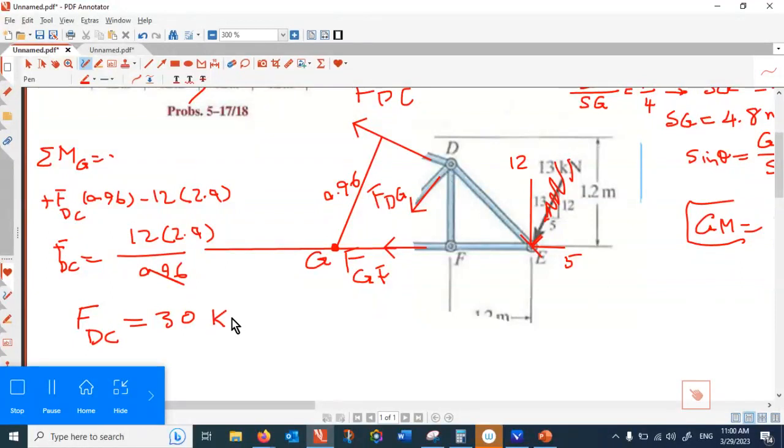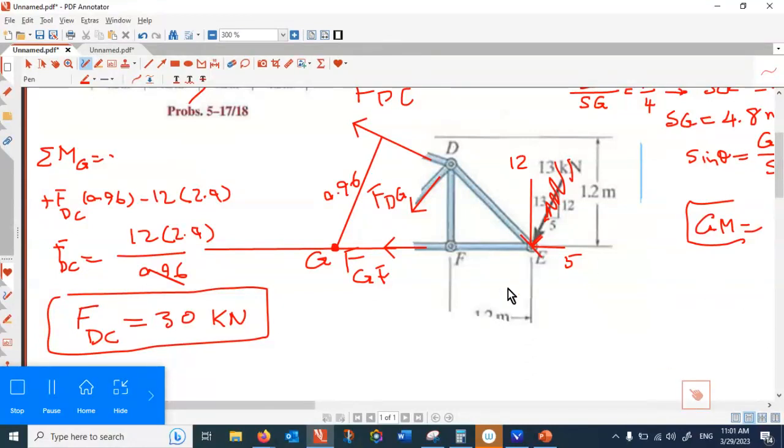And is this tensile or compressive? Tensile, because initially we assumed that was tensile and we got a positive number. All right, the next one is easy. The next one is, let's take rotation with respect to point D.